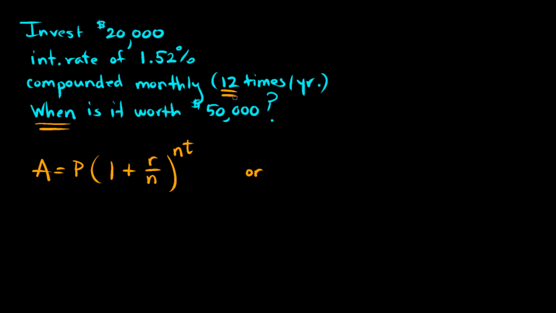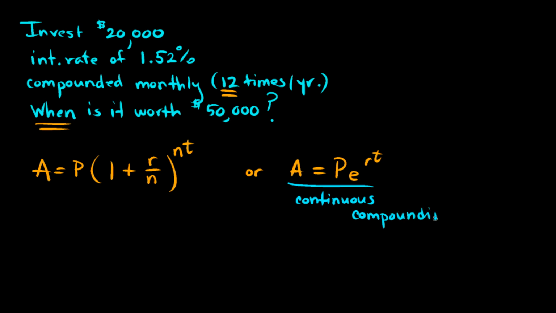So if it said that the bank compounds it continuously, then you would use this formula, A equals P E raised to the RT power. So we would be using a base of E here. So this is only for continuous compounding. Whereas this is compounded n times per year.